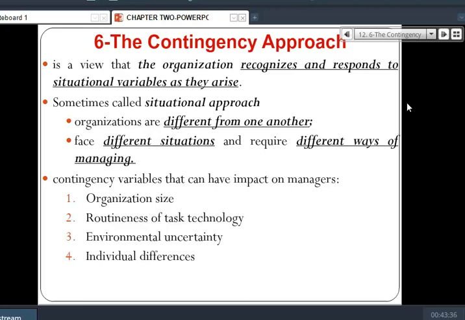So this is the contingency approach, or the emergency approach.